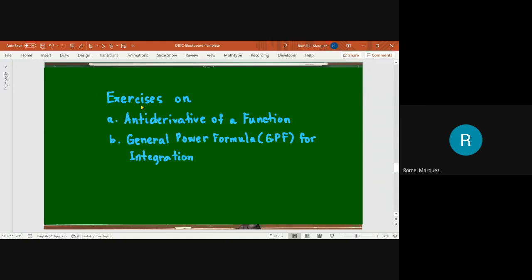Today, our agenda is to talk about exercises on antiderivative of a function. Then after that, the general power formula for integration. And the next one, after having exercises on these topics, we're going to have a discussion on integration involving logarithmic functions. So this is the logarithmic formula for integration, which is the second basic integration formula.